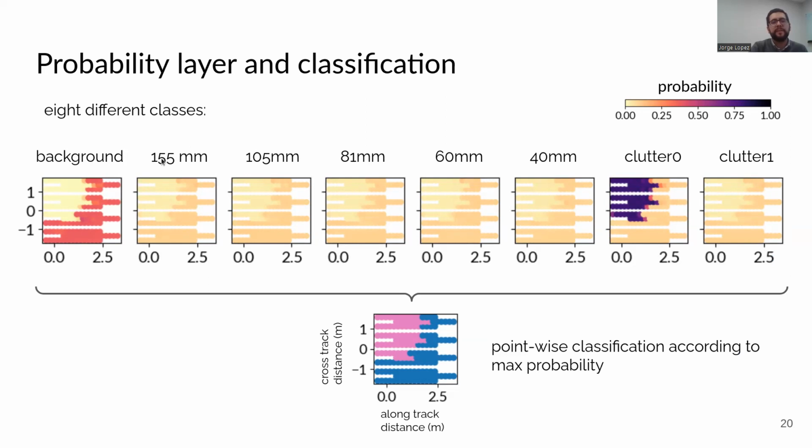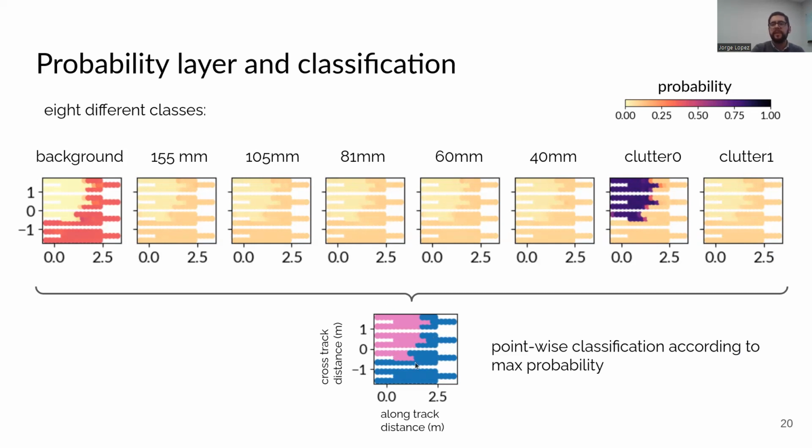channels that we'll have is associated with the number of classes that we want to classify. So for example, we have background, and here we have 5 different sizes of the UXO and 2 clutter objects. And for example, this color here is just saying that it's most likely that these data points are associated with the background. And here, this darker color for the clutter is just basically saying, okay, this is more likely to be clutter. And if we simply perform a point-wise classification according to the max probability in this layer, we'll end up with this that I showed you before.